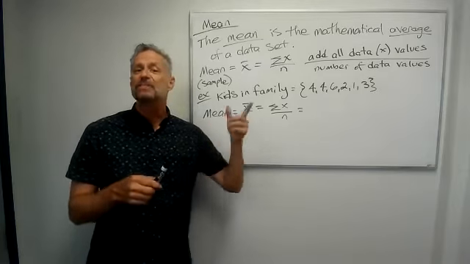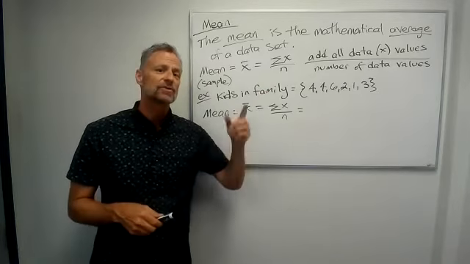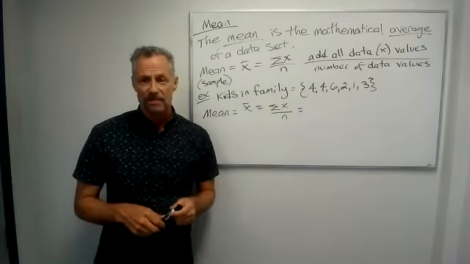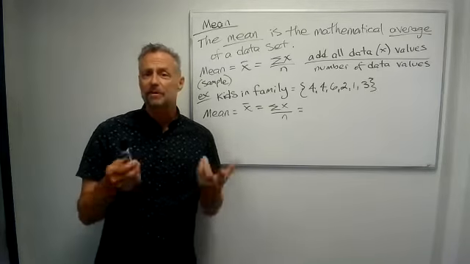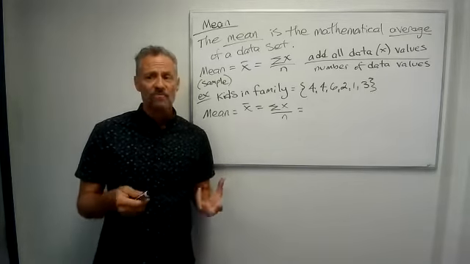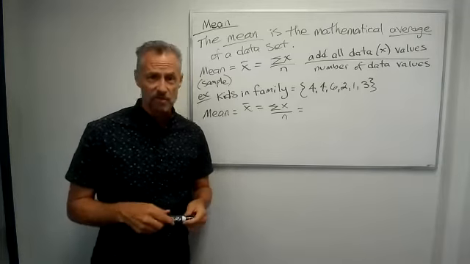Now, the mean is just the mathematical average of a data set. So when you see mean, think average. And it's the same average we've always done before, where we just add up all the values and we divide by however many values we have.